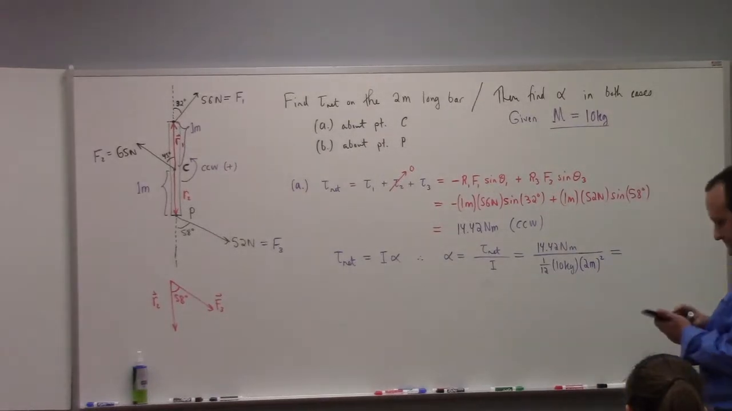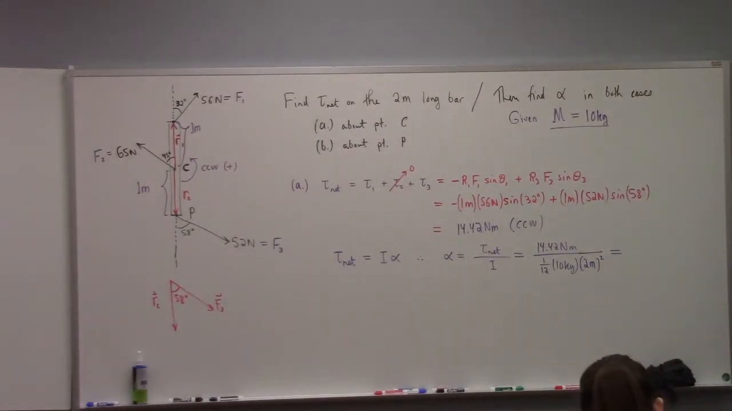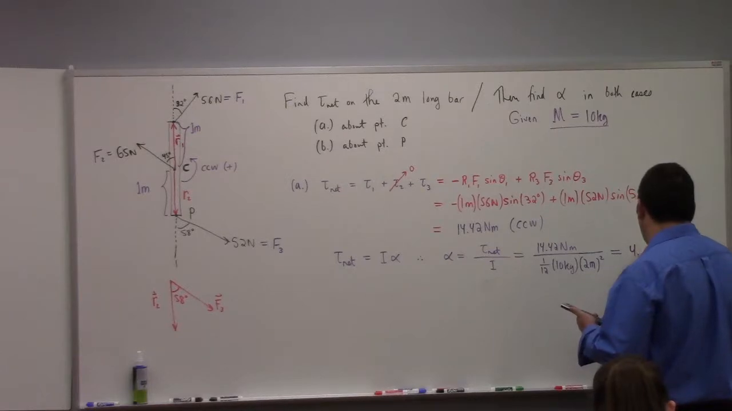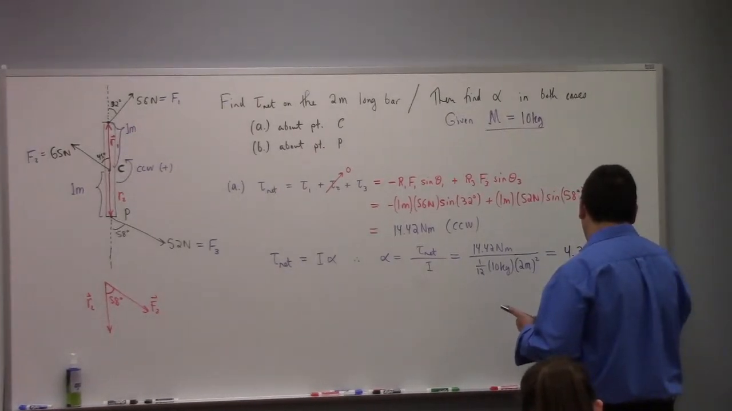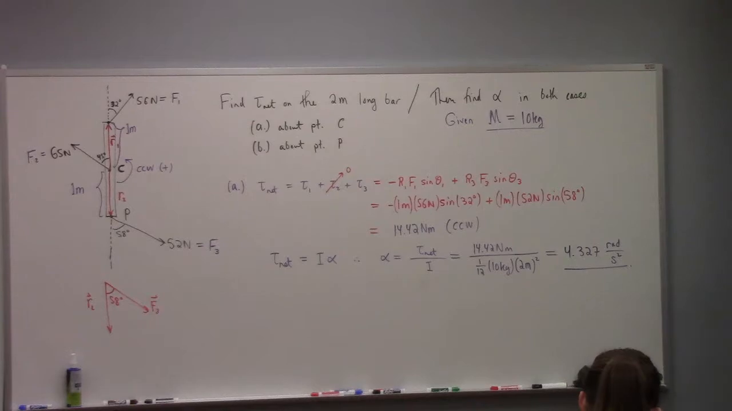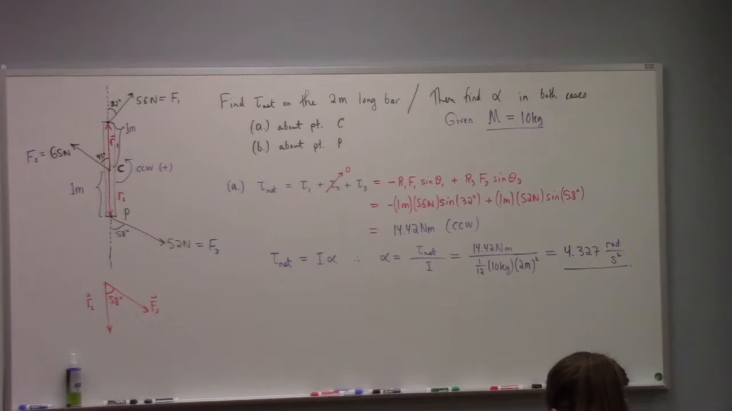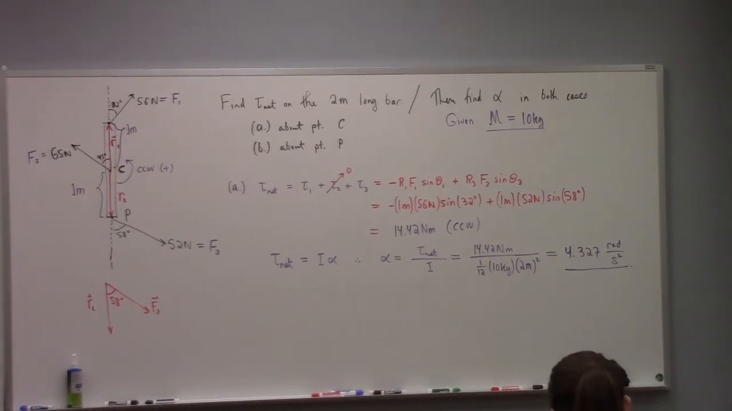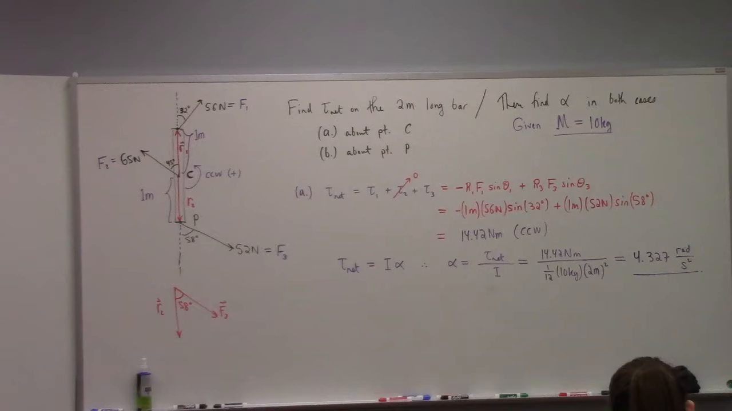So what do we got here? Ooh, well, that's not too much. 4.327 radians per second squared. Does this make sense? Now, which number was this? I've forgotten.